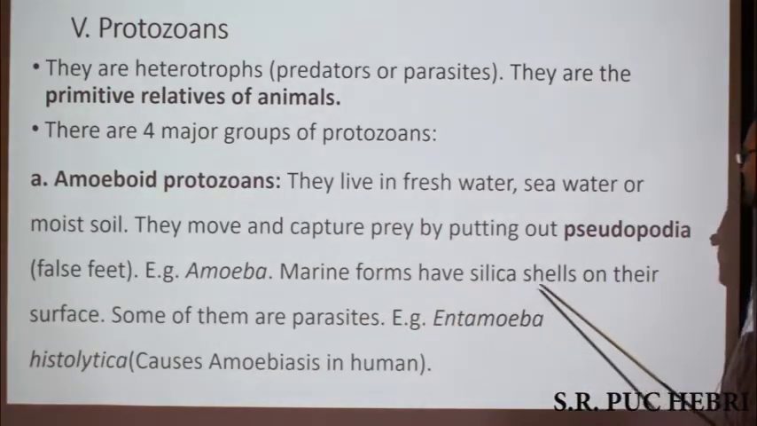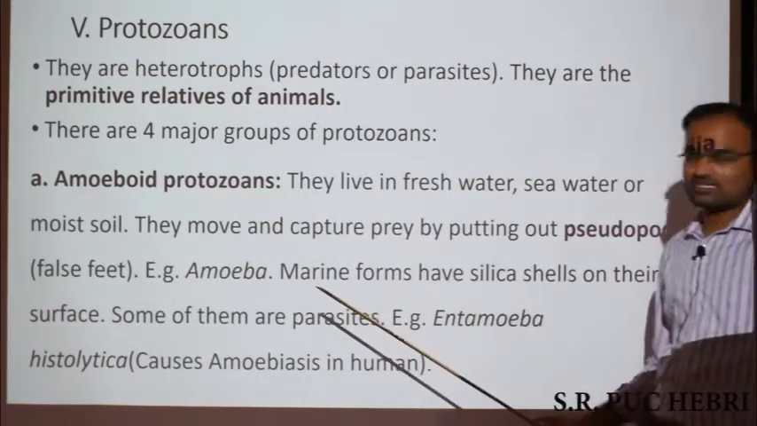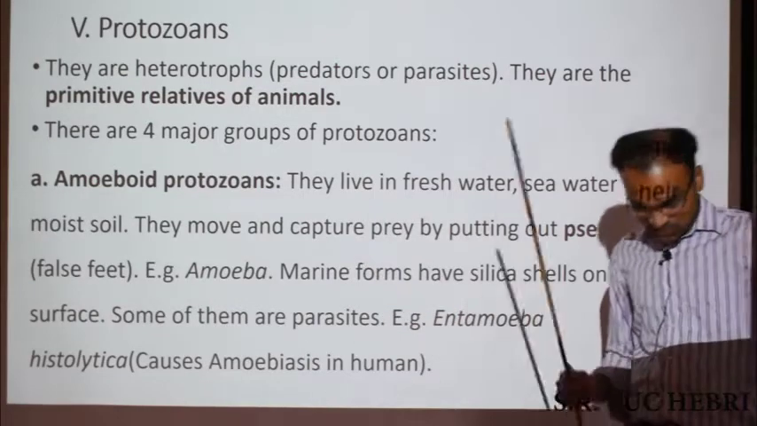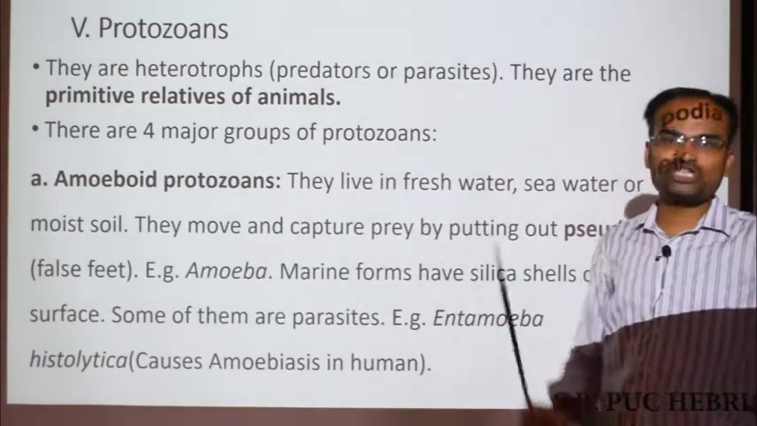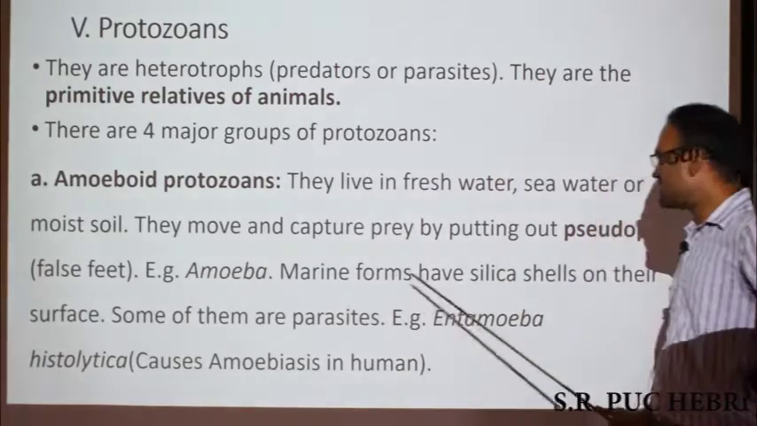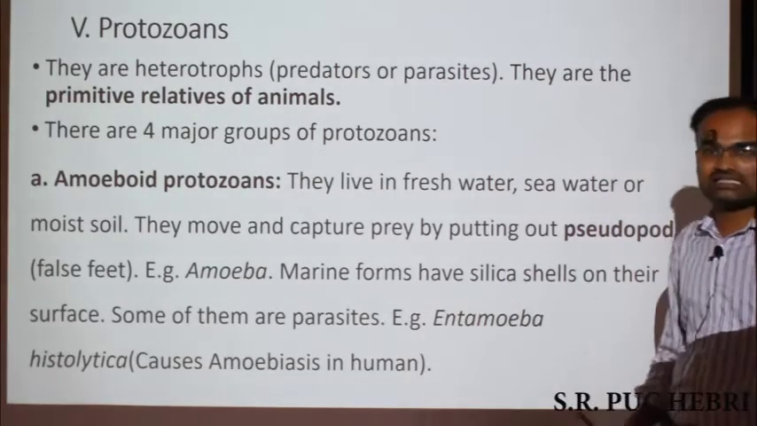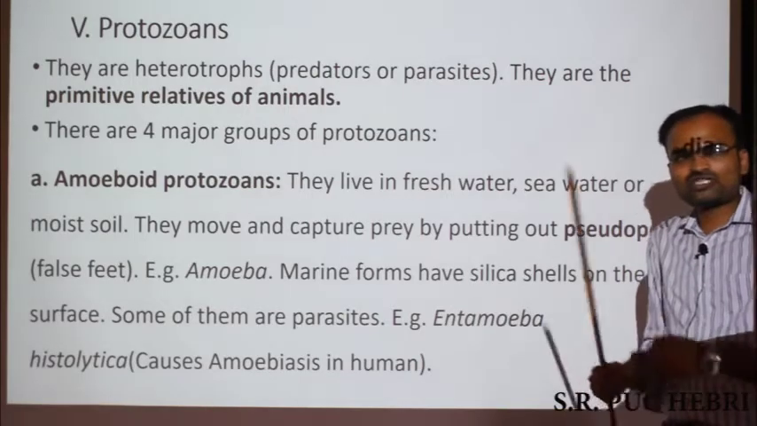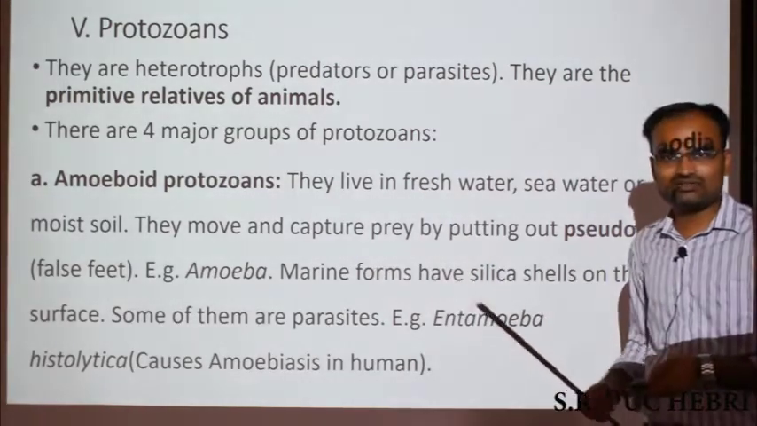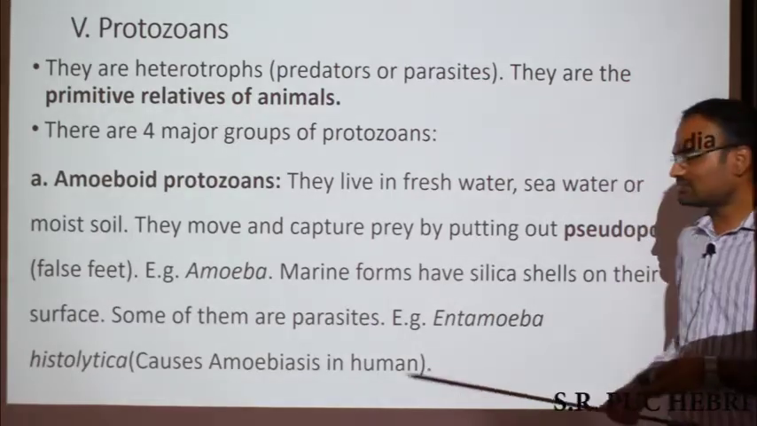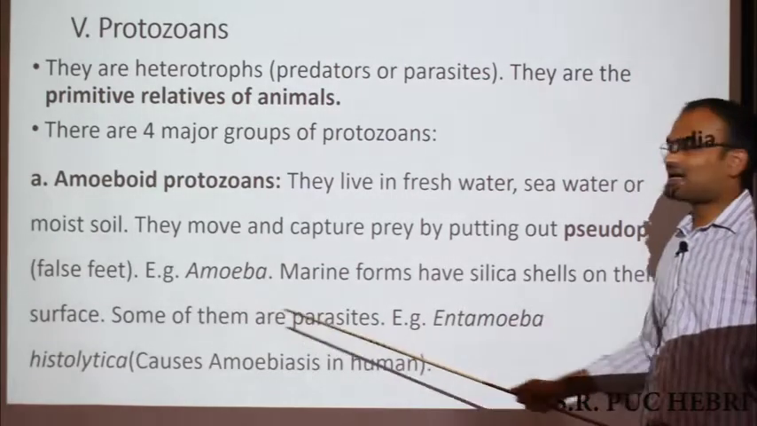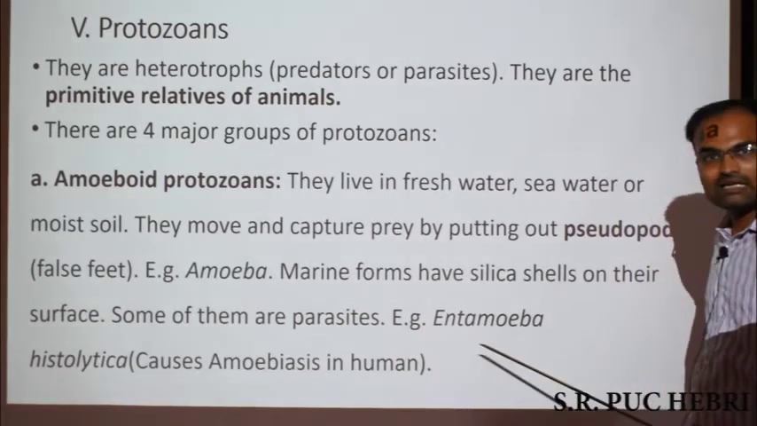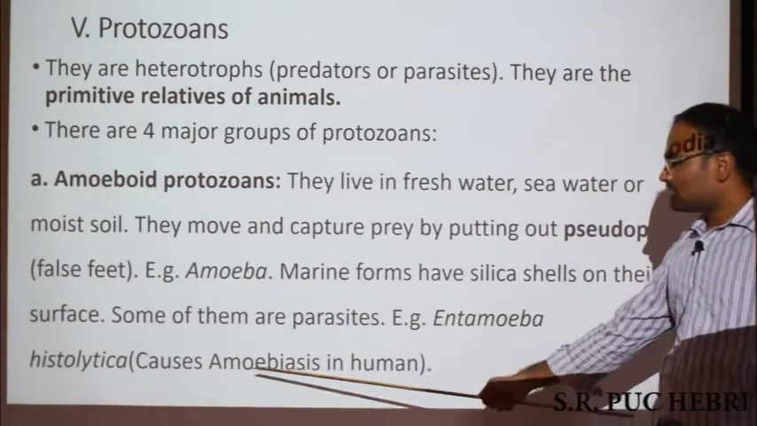Marine forms have silica shells on their surface. See, this is very important. Marine forms. The amoeboid protozoans which are present in the ocean water or salt water, they used to have the silica shells in their cell wall so that they can get protection from that salt content, that variation in the pH, isn't it? Some of them are parasites. Some amoeboid protozoans are parasites. Example, Entamoeba histolytica.